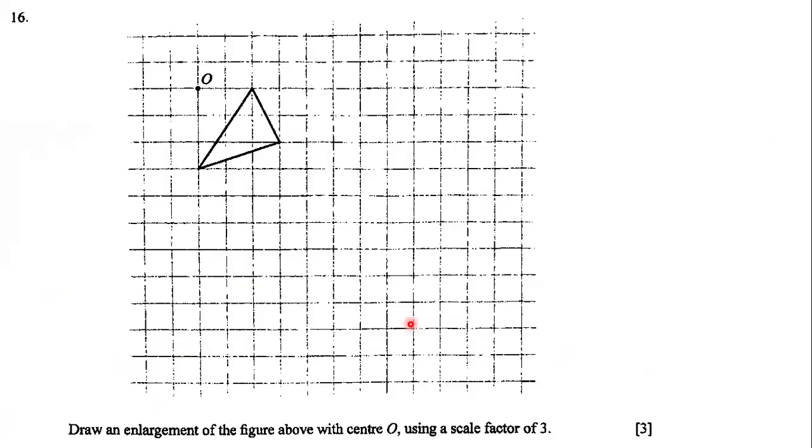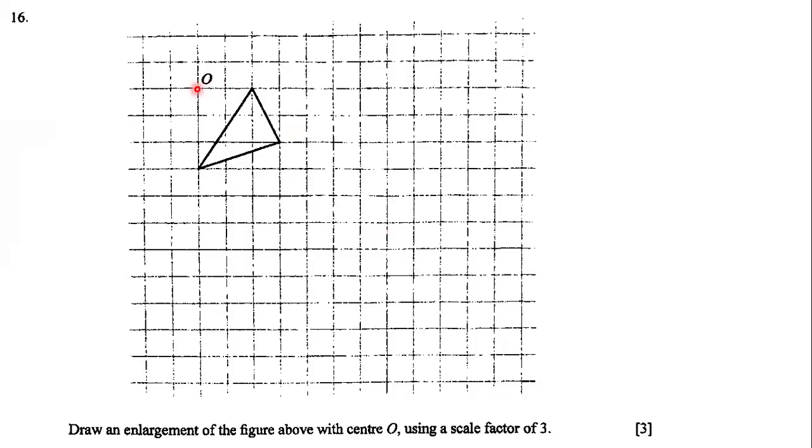Next, it says that they want us to draw an enlargement of the figure above with center O using a scale factor of 3. So draw an enlargement. That's what we have to do. So this is the center O, and we have to draw an enlargement, and the scale factor is 3, and O is the center of enlargement.